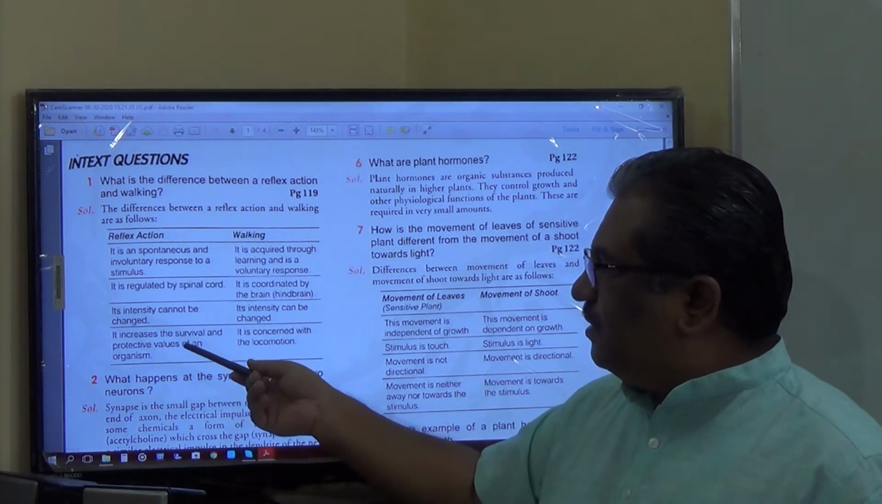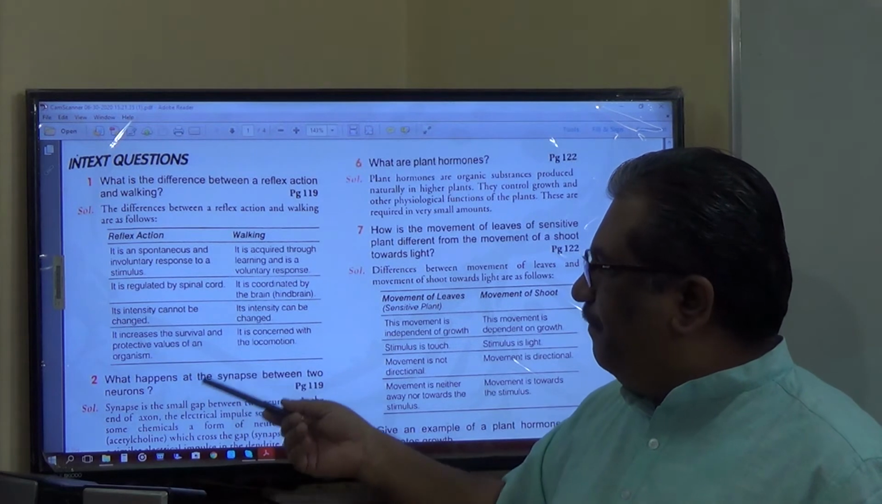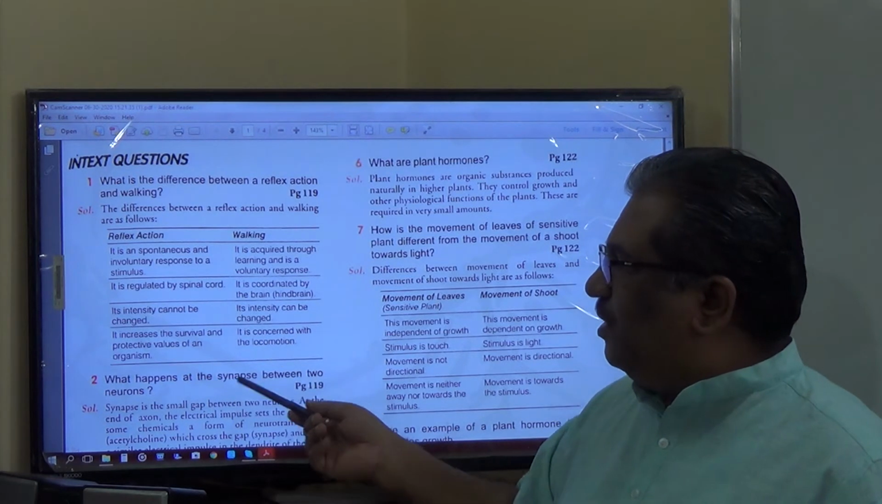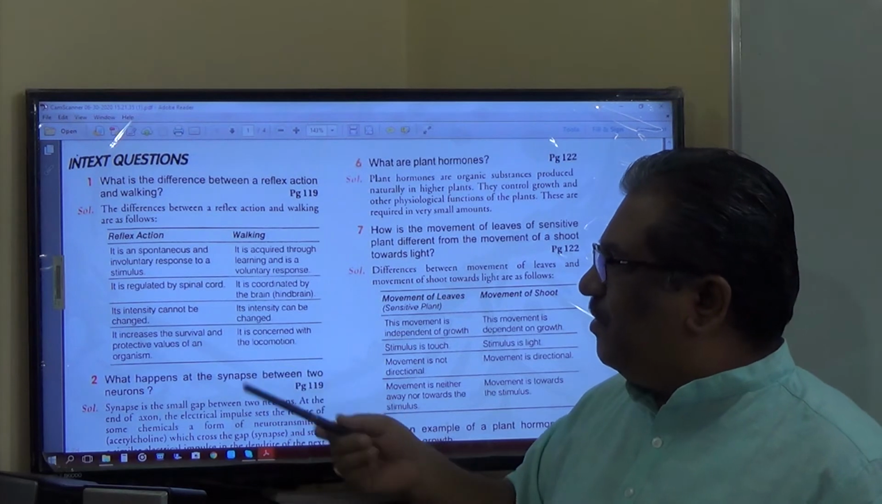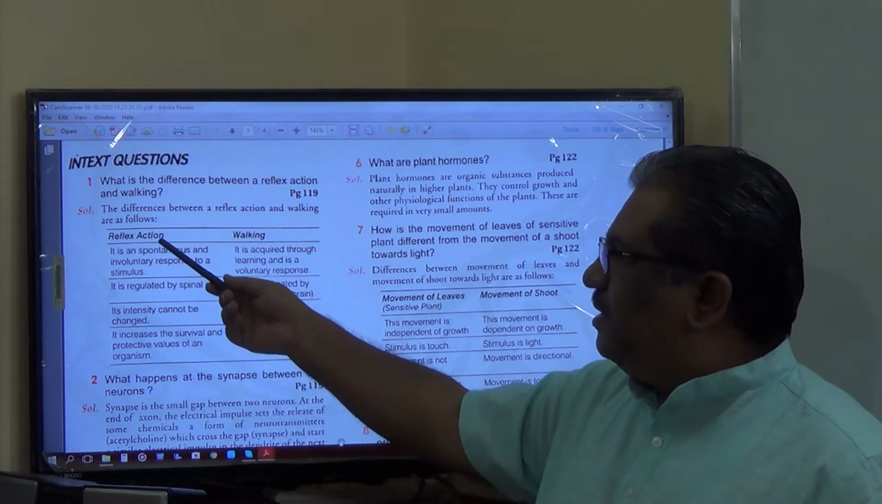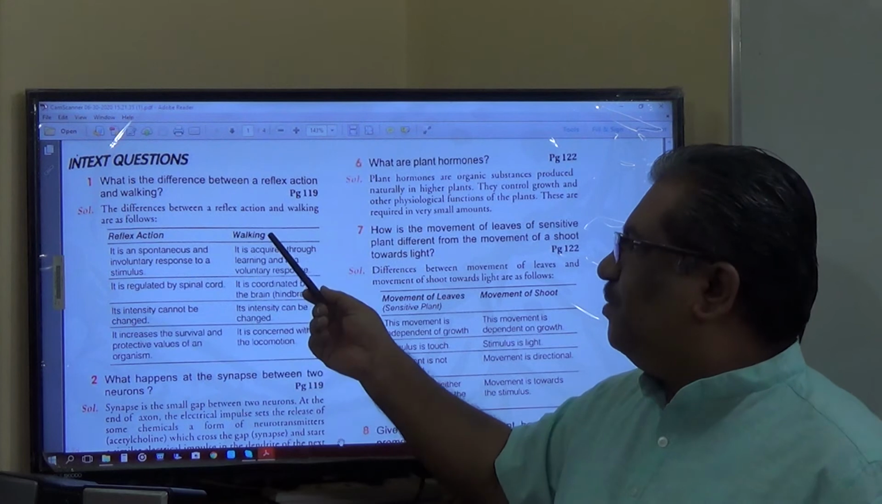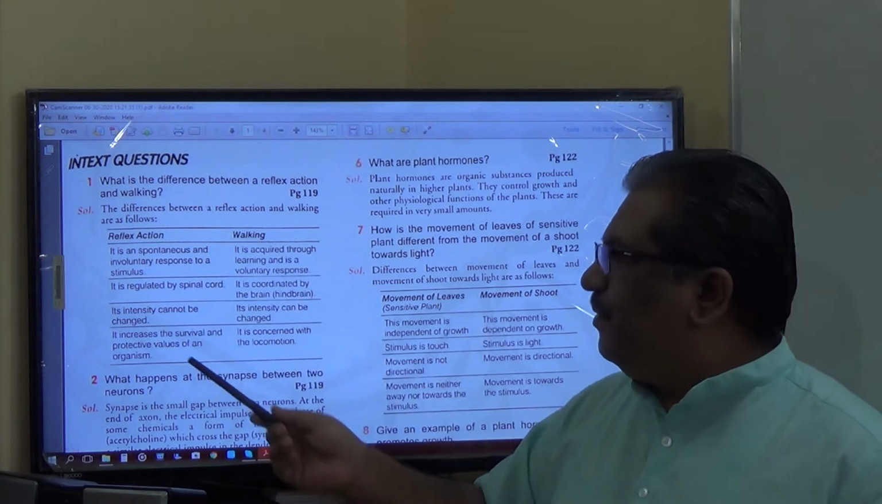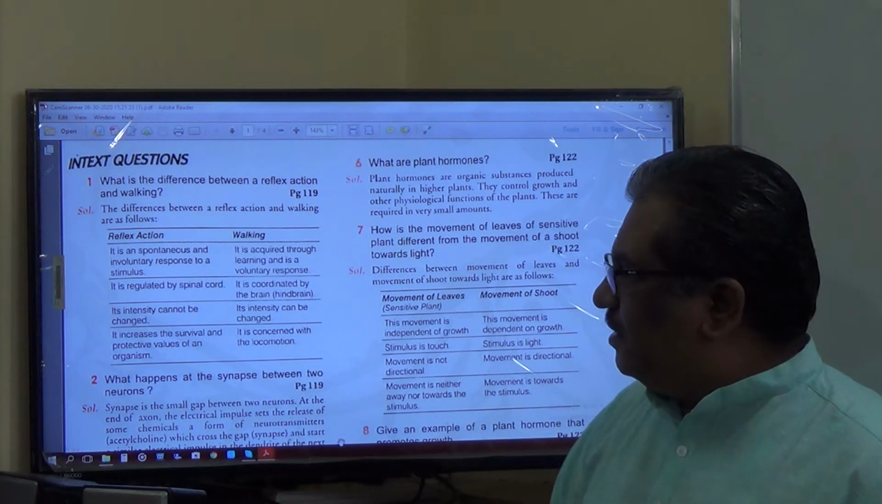Reflex action increases the survival and protective values of an organism. Walking is concerned with locomotion. Last point, instead of this you can add that reflex action is an unconscious activity, whereas walking is a conscious activity. Okay, that's the only. Next.